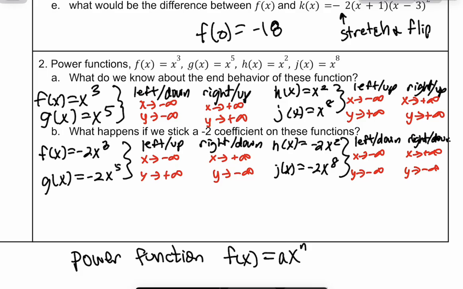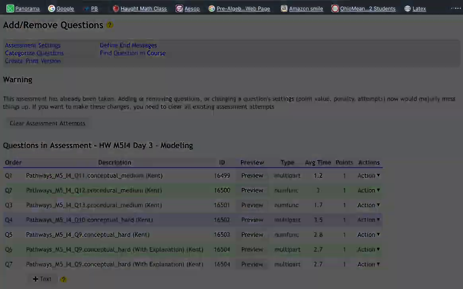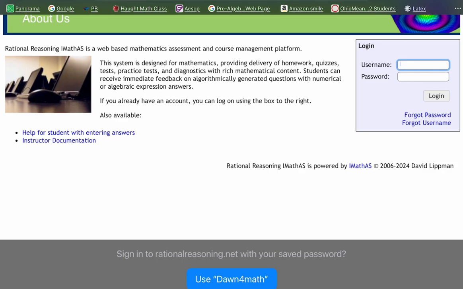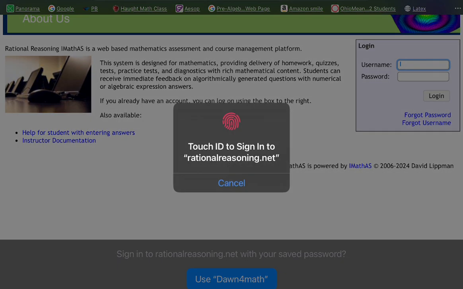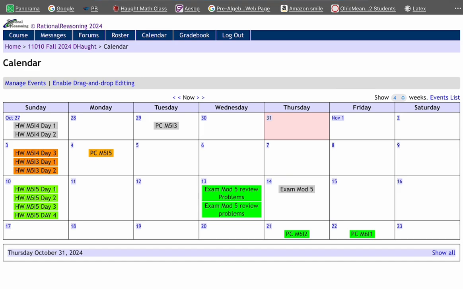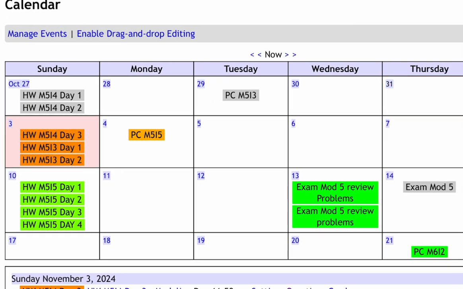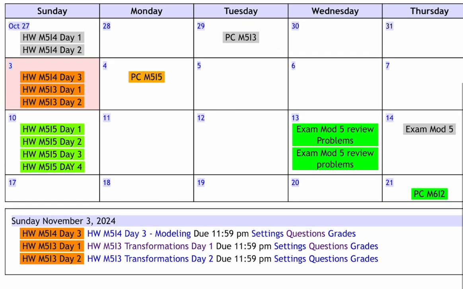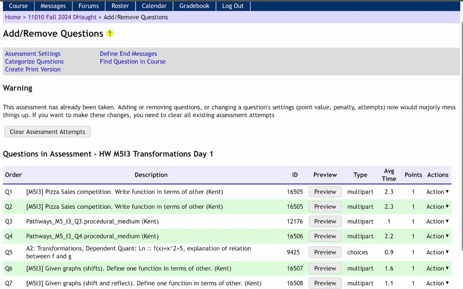Okay, so now let's go into iMath. And if you go to your calendar, you will see that on Sunday, there are some homework problems that are due. You have 3 homeworks that are due on Sunday. At this time, could we open up 5.3 day 1? That's the second one on the list. And can we look at some of the questions there? Okay.